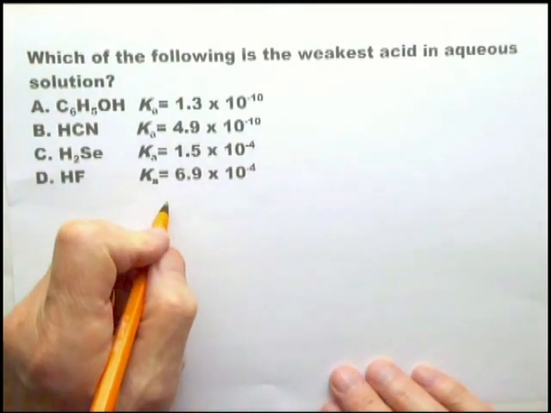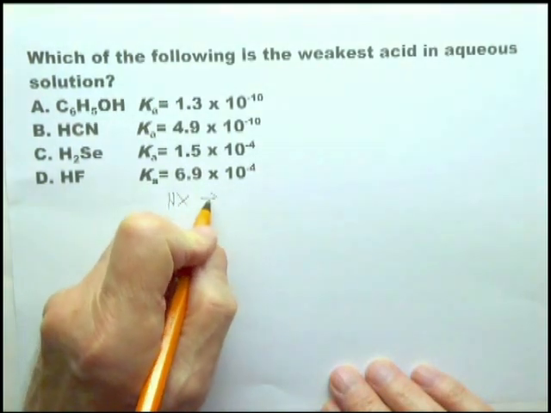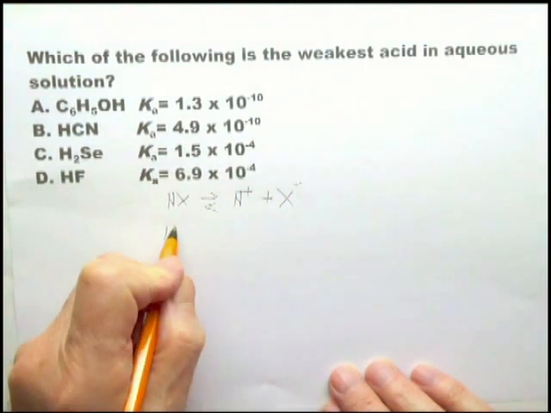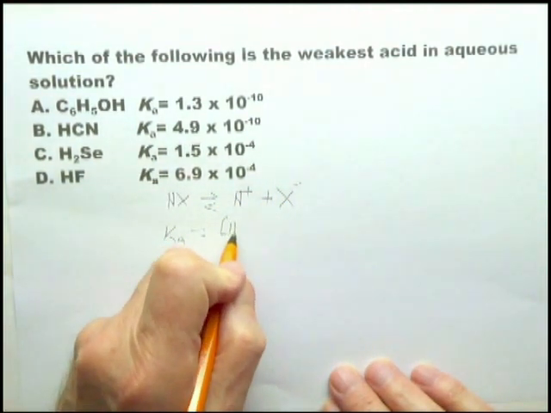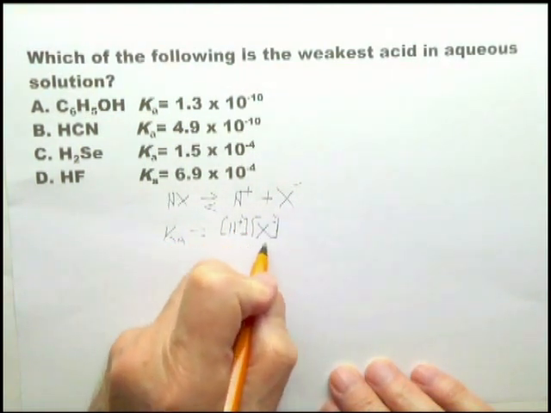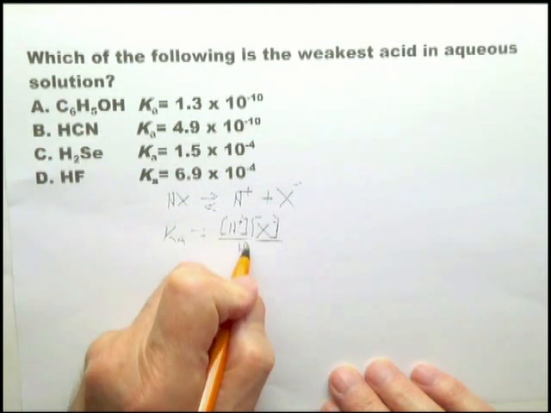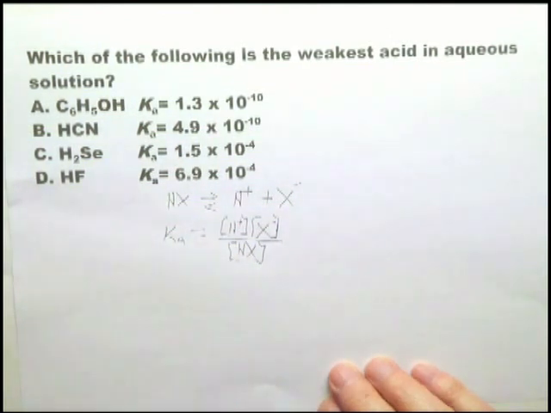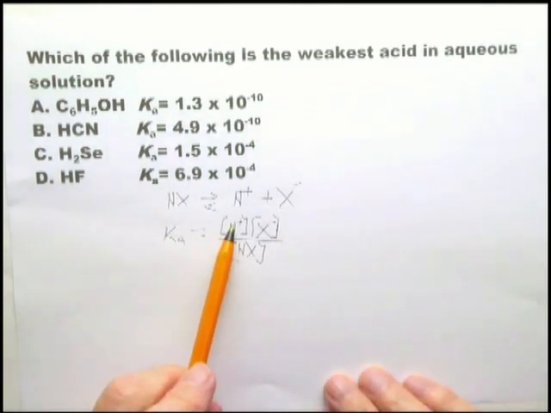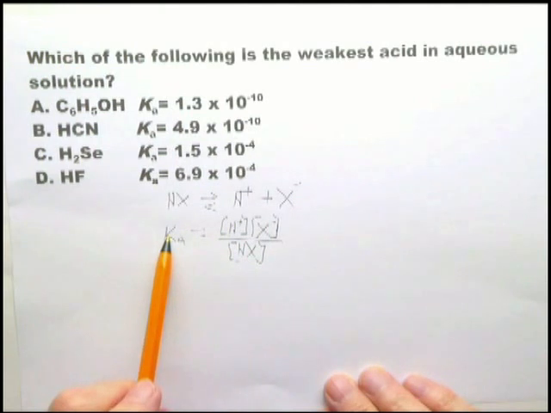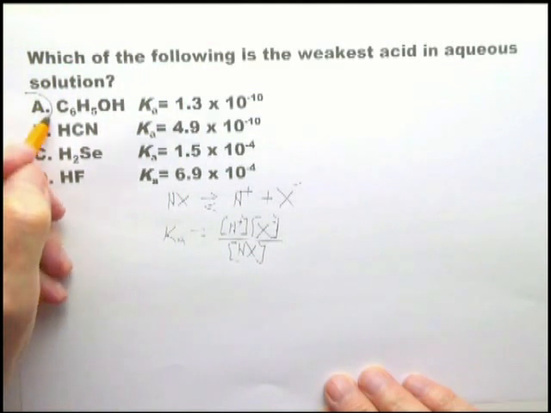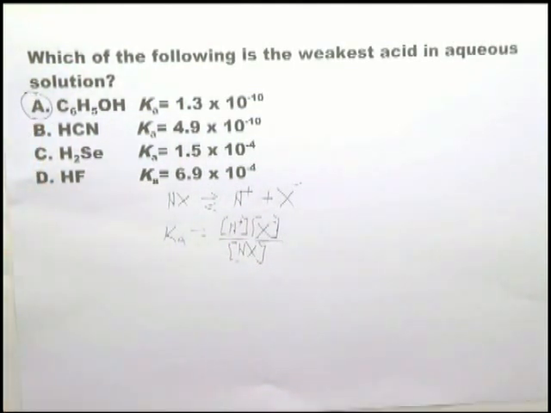Based on the equation that we're going to use for these, HX goes to H+ plus X-, and Ka equals the concentration of H+ times the concentration of X- over the concentration of HX. We now know that the weakest acid is the one with the smallest concentration of hydrogen ions, and therefore the smallest Ka. And what is the smallest Ka? That one. You can do this in less than 10 seconds.